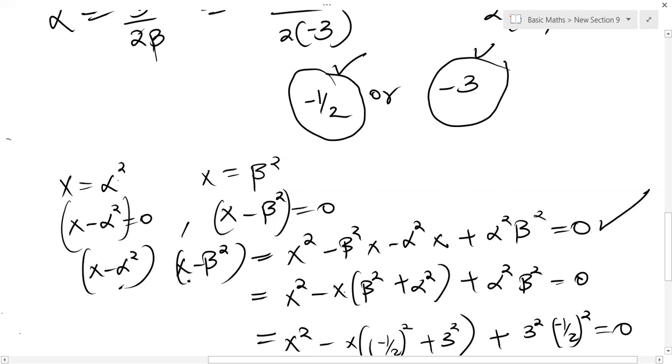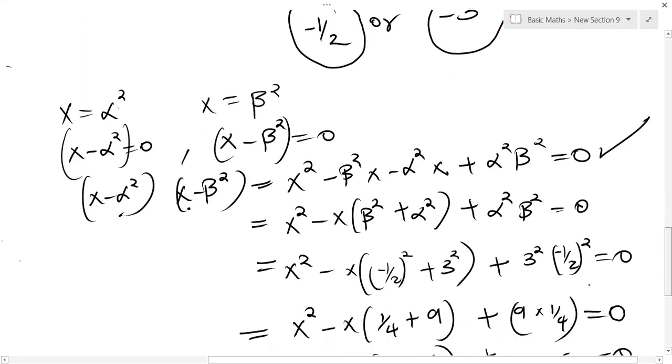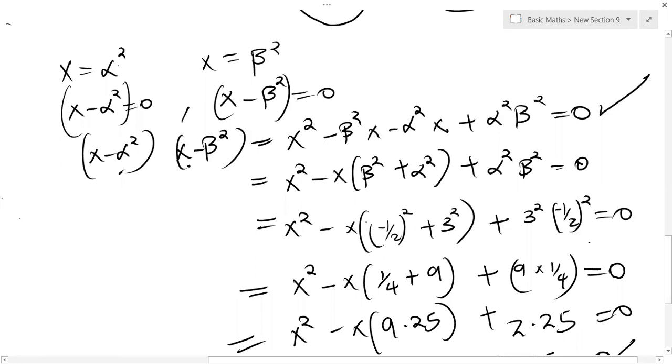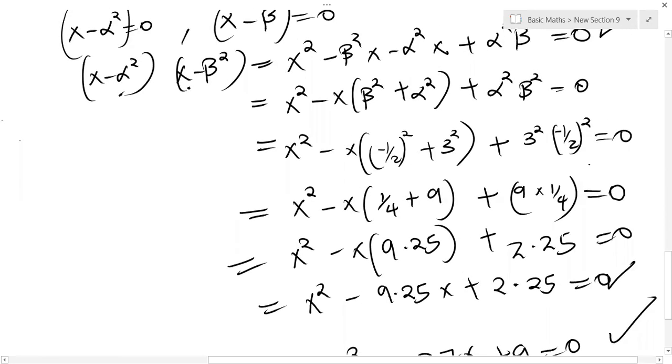So I factor out minus x here, so that I have minus x times beta squared plus alpha squared, plus alpha squared beta squared. We already know the values for alpha and beta, so we just replace them here so that we have the equation with the constants replaced. So where there is beta, I will replace with minus a half. Where there's alpha, I'll replace with 3. So replacing the values of alpha and beta, this is what we get, which we can evaluate using the calculator to get x squared minus 9.25x plus 2.25 is equal to 0.